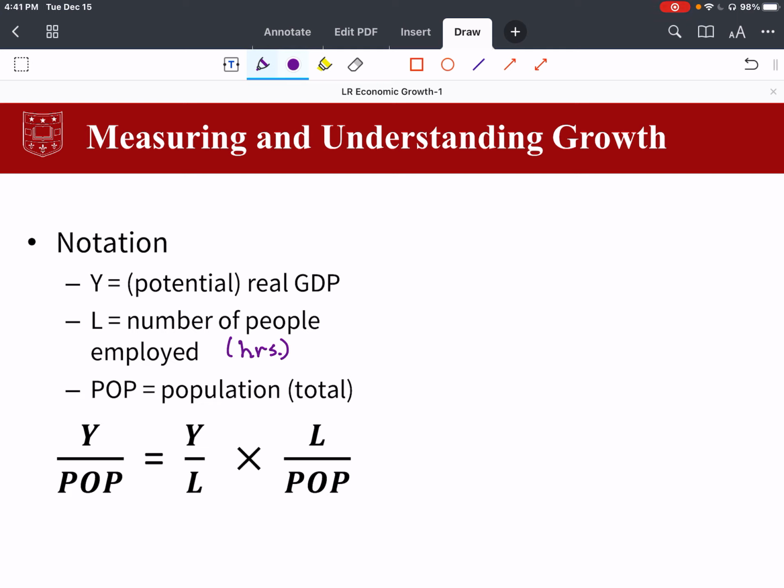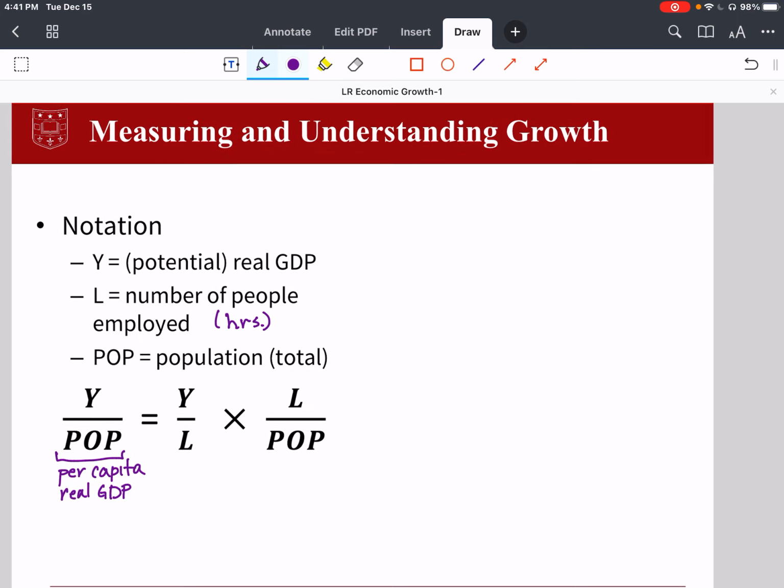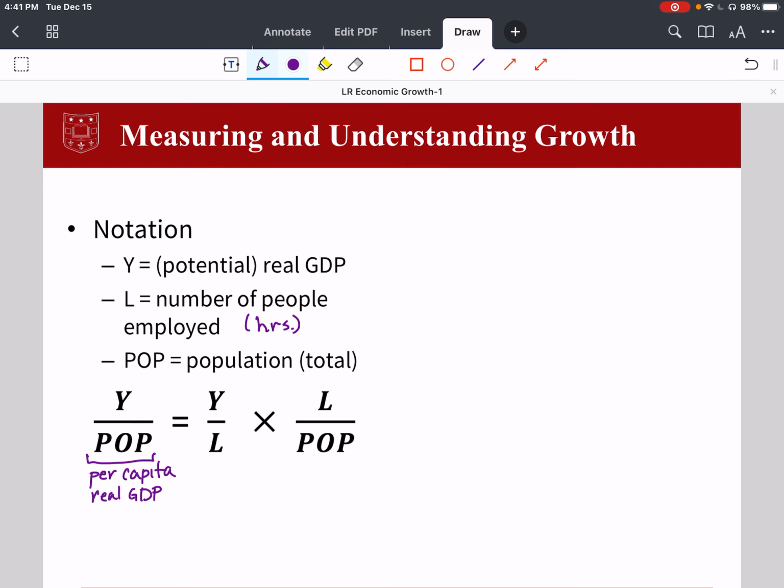So if we wanted to think about what GDP per capita is, so right, this is per capita real GDP, we could divide by L and multiply by L. And what we have then are two pieces. And what I want to do is focus for the first little while on this piece right here, the second piece. Sorry, getting ahead of myself. What is this? This is, of course, the number of people who are employed, or worker hours per population.